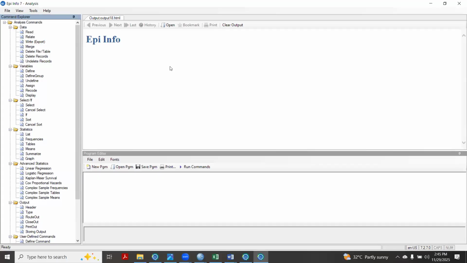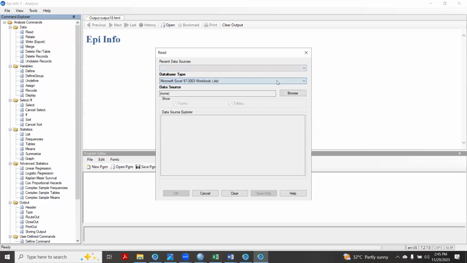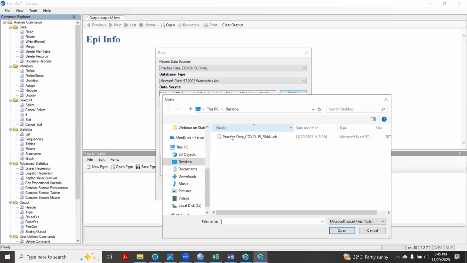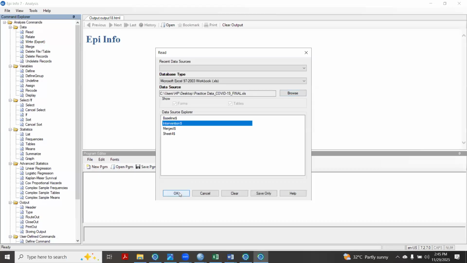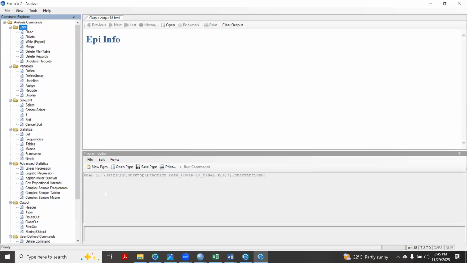So we can go to read and choose our data again. Sometimes too, if you have chosen your data before, without going through this process, you can choose your data from recent data source. So I can come to recent data source and choose my data. Yeah, but no, this is not the right data. The one I'm working with is on the desktop. Okay, intervention. Good. So let's do the linear regression now.